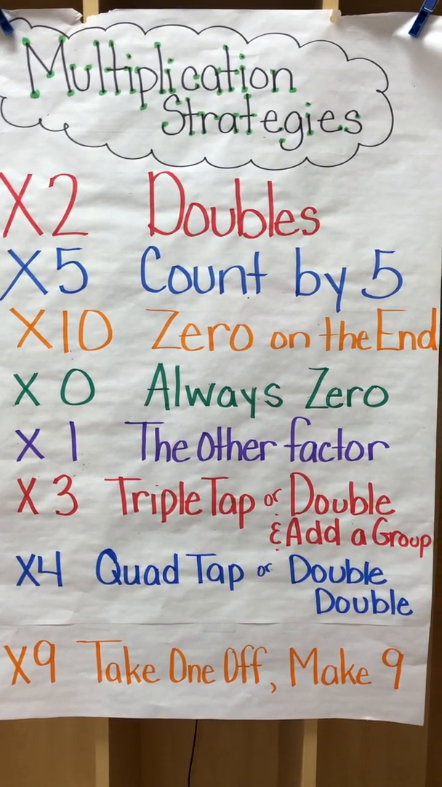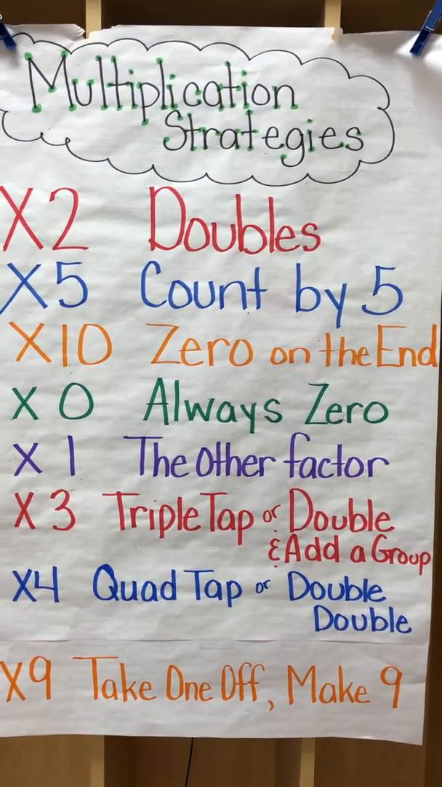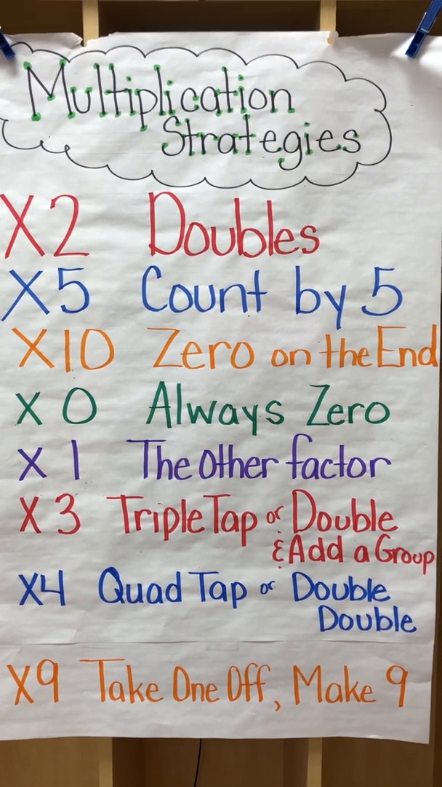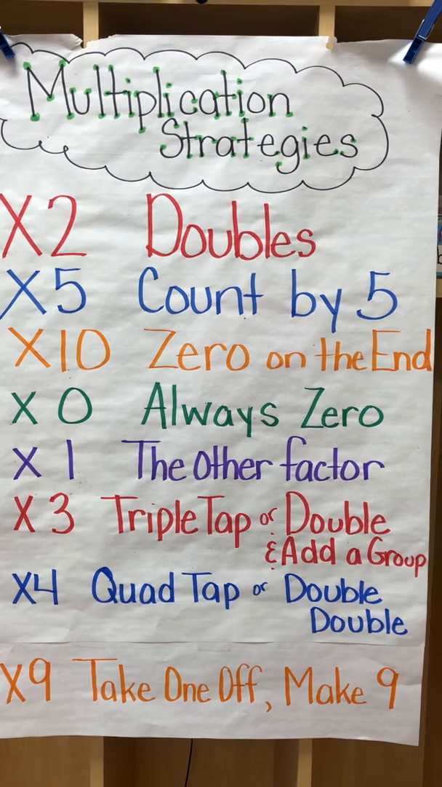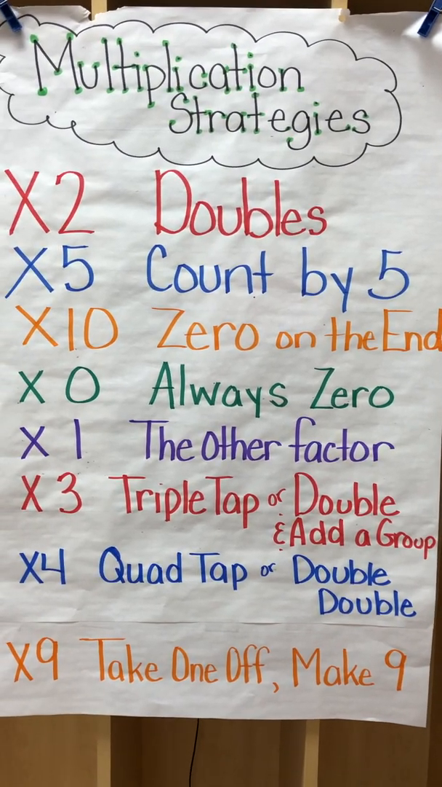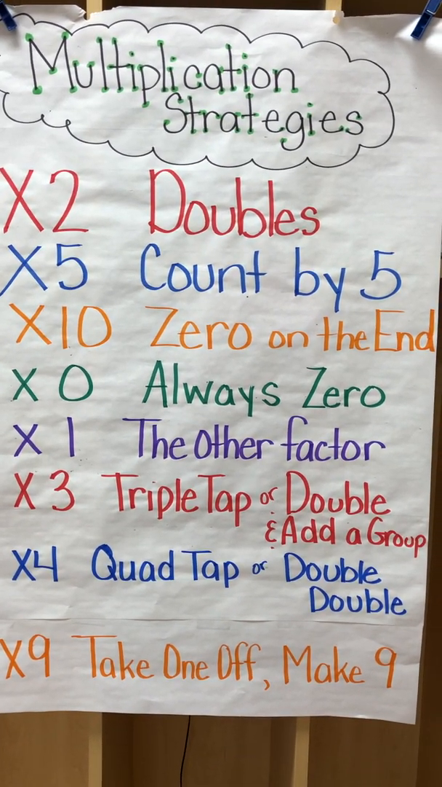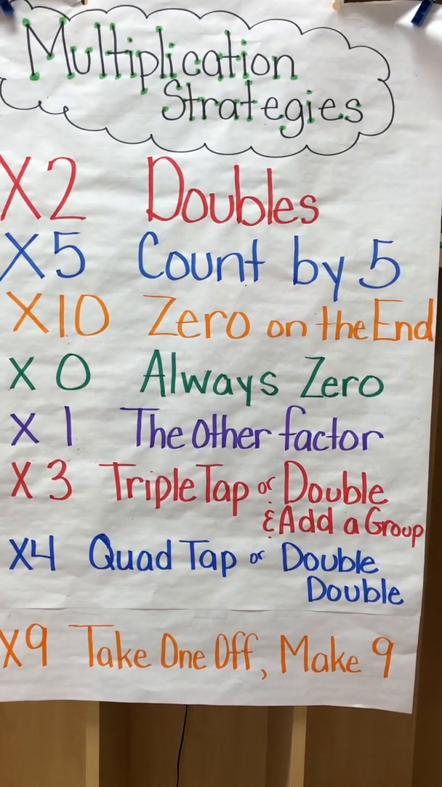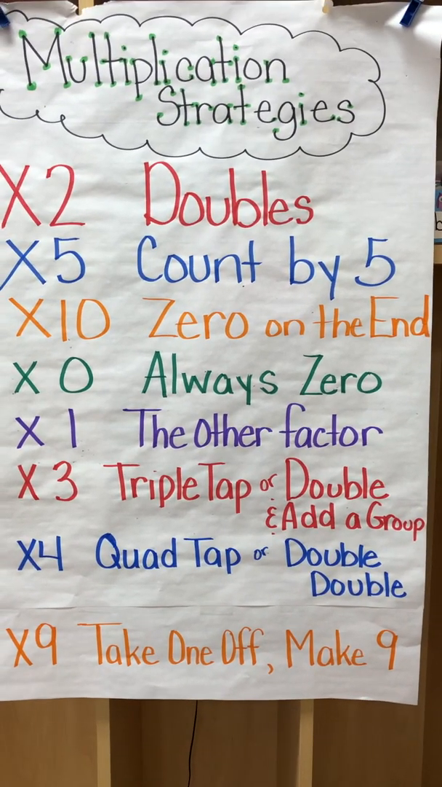Some boys and girls have moved past the triple tapping, and they know that anything times 3, they're first going to double the other factor, and then they're going to add a group. So for instance, 8 times 3, they know that they're going to do 8 plus 8, and they already know that's 16, and then they're going to add on another group of 8.